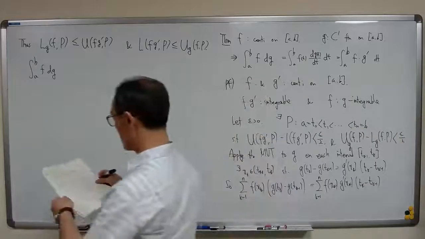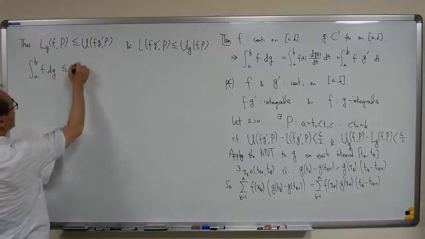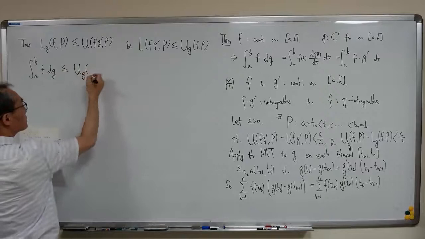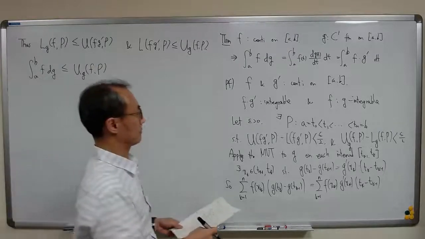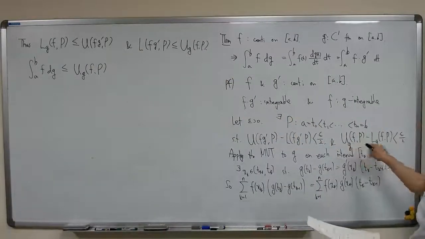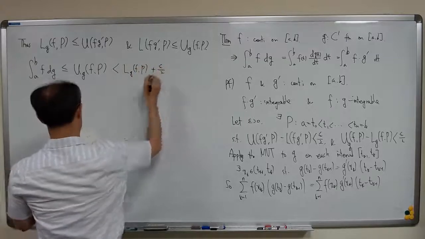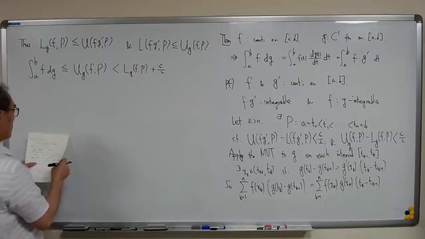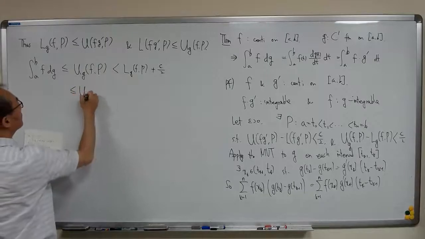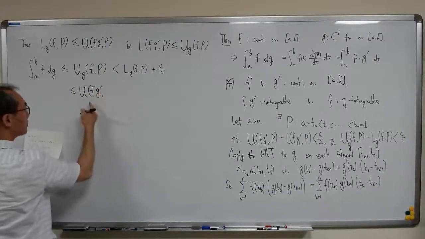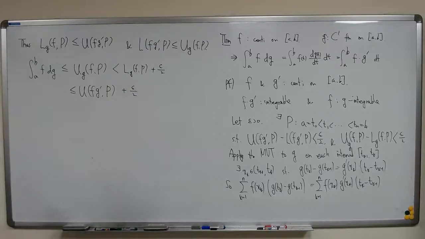Let me start with the left-hand side of this inequality. The Stieltjes integral of f with respect to g is less than the upper Stieltjes sum with respect to a specific partition. Then the upper Stieltjes sum is less than the lower Stieltjes sum plus half of epsilon. Then this lower Stieltjes sum can be bounded by the upper sum of f and g prime plus epsilon over 4.